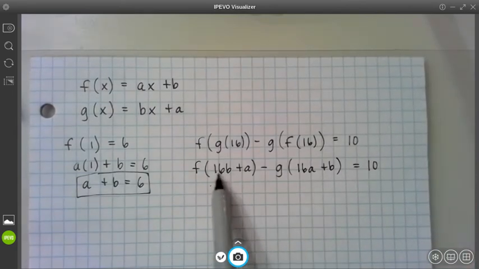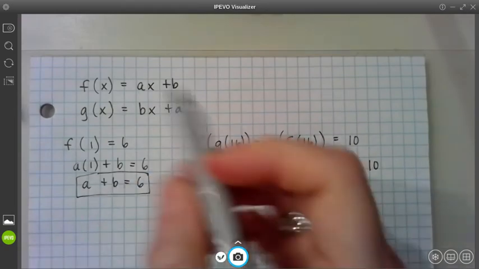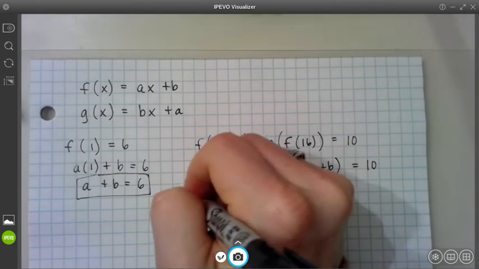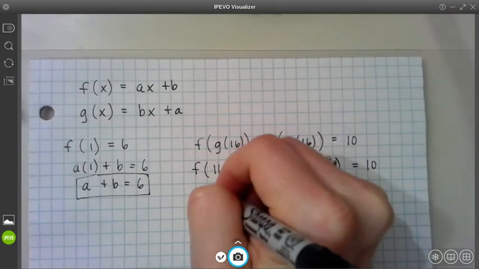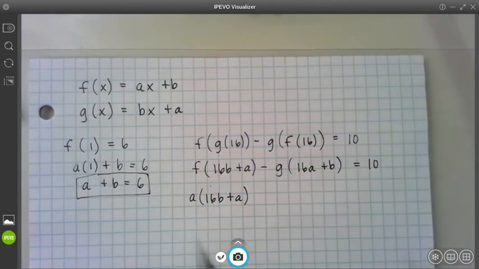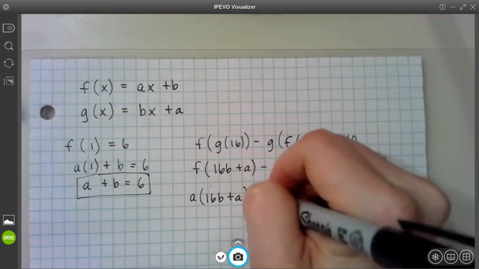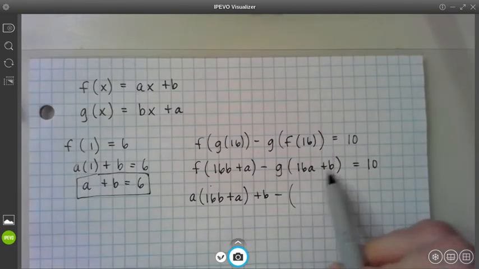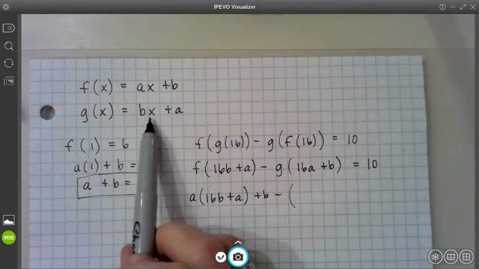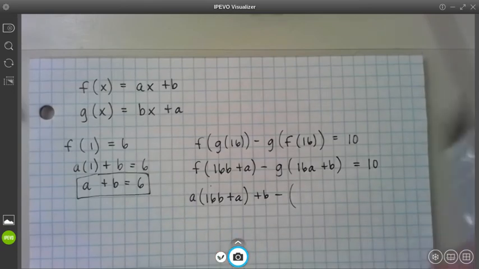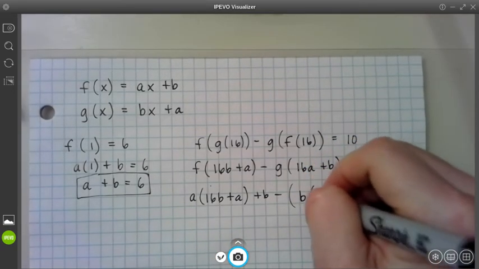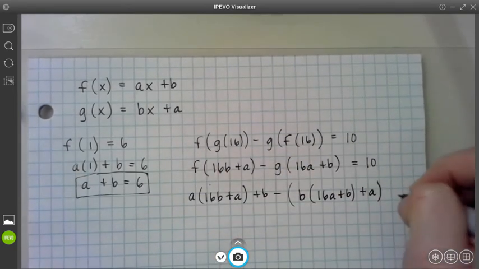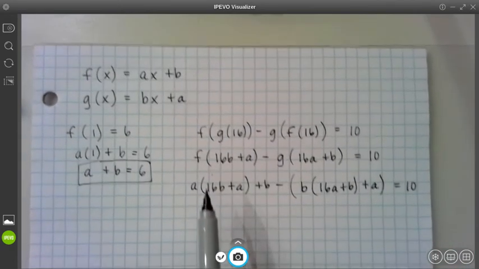So now I have to plug this expression into f. So if I do that, f of 16b plus a, I'm plugging it in right there. That'll be a times 16b plus a, right? And then there's still a plus b on the end of that. And then I'm going to subtract all of this. Now I have to plug 16a plus b into function g. So that's going to be b times 16a plus b, and then there's still a plus a, and then it still equals 10. All right, well, we got stuff everywhere.